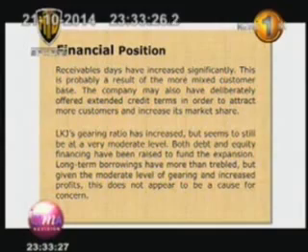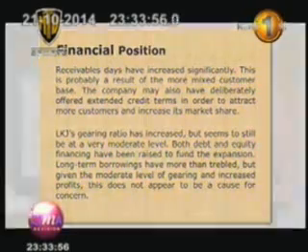LKJ's gearing ratio has increased, but seems to still be at a very moderate level. 5.6 to 13.4, yes, it has increased more than double, but still you can see most of the funding is from equity. It's not a heavy gearing ratio. Both debt and equity financing have been raised to fund the expansion. Long-term borrowings have more than tripled, but given the moderate level of gearing and increased profits, this does not appear to be a cause for concern.